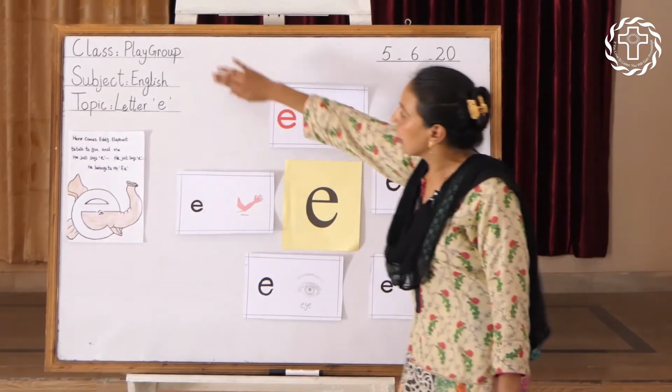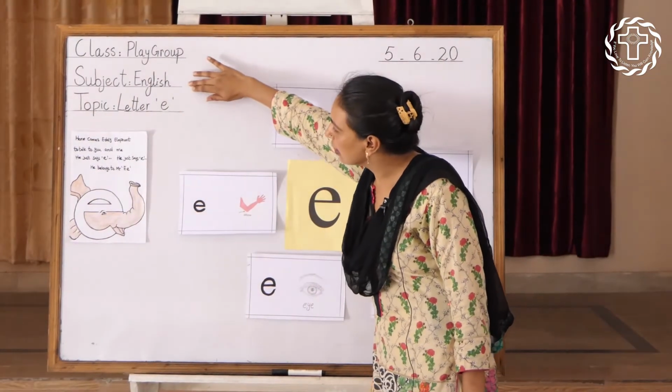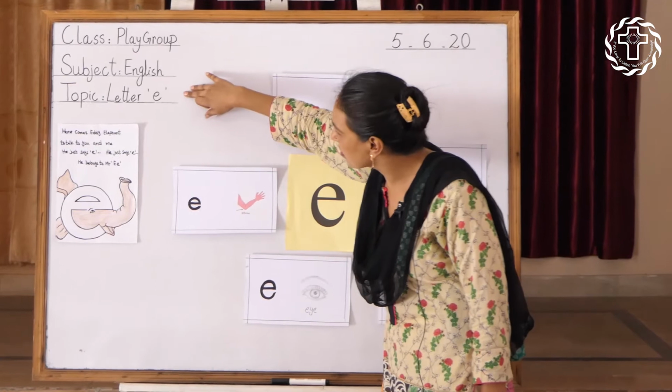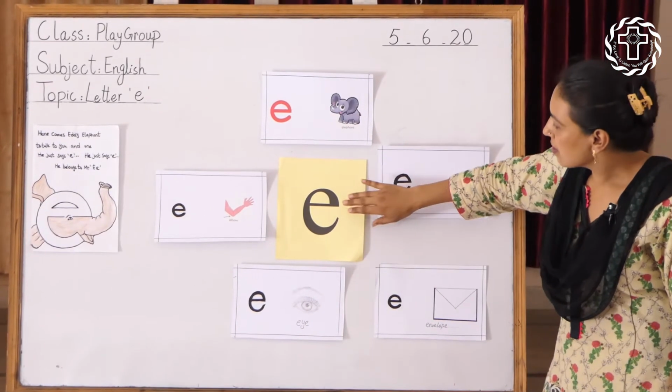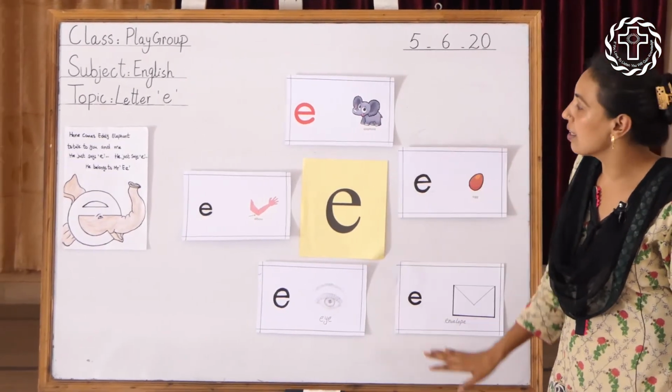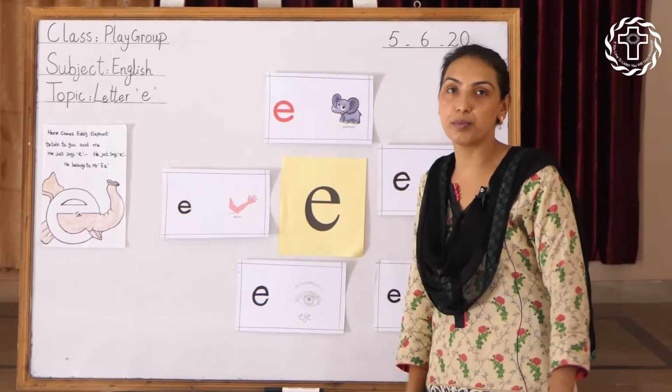Okay. Class is playgroup, subject English, and topic is letters. Our today's topic is letter E. Before we start our today's lesson, we will revise our previous lesson.